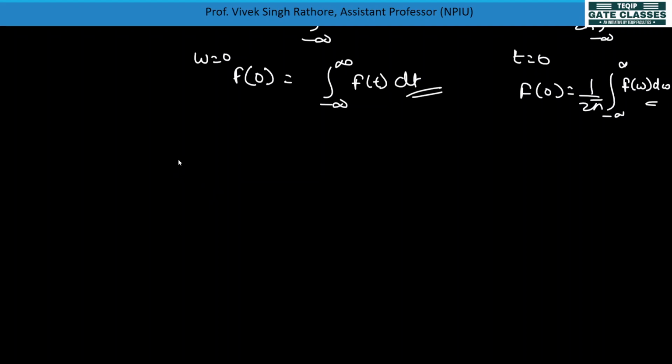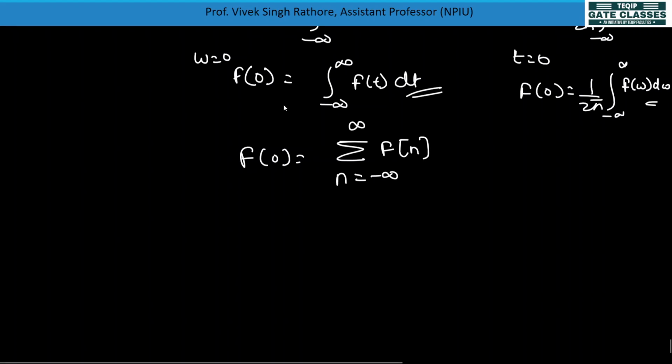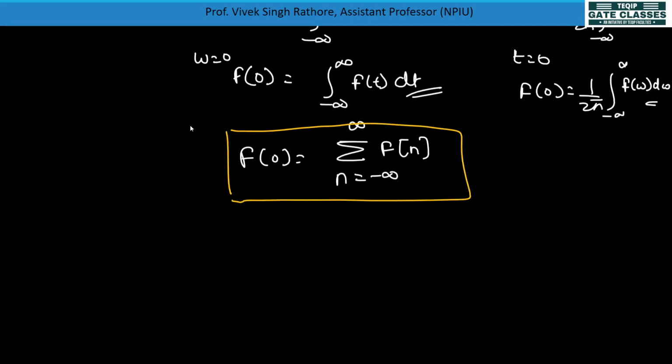Now see, for discrete time, what will happen? If you need the value at 0, what you need to do is just replace integration by summation. So n equal to minus infinity to infinity, f of n will be there. Okay, now you understood that. See, for F of omega at omega equal to 0, just sum all the f of n values, simple, the same as in your continuous time Fourier transform.